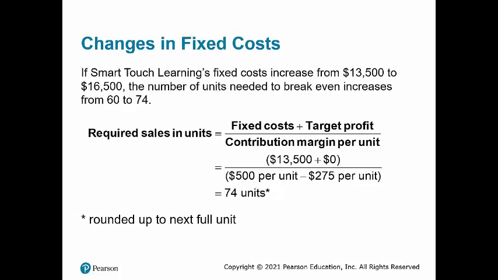Now we're going to assume that Smart Touch Learning is considering spending an additional $3,000 on website banner ads. This would increase fixed costs from $13,500 to $16,500. Assuming that the original sales price of $500 per unit and unit variable cost of $275, the new break-even point is 74 units rounded.